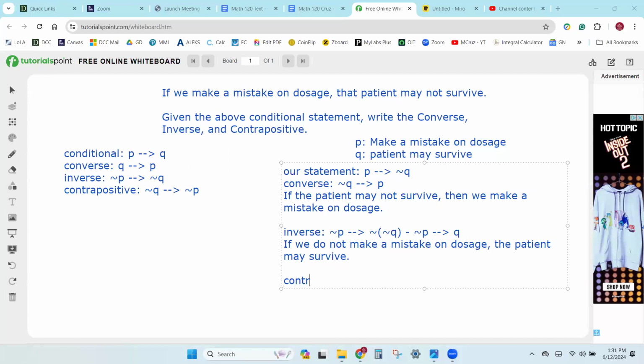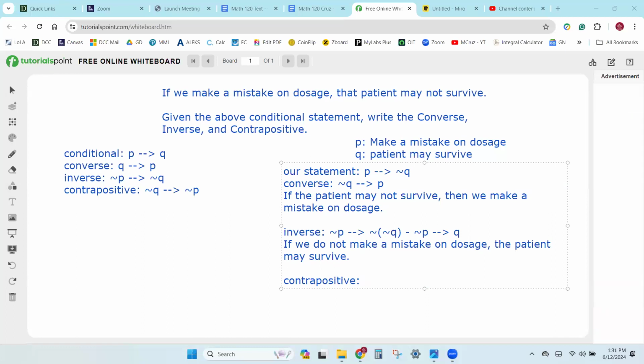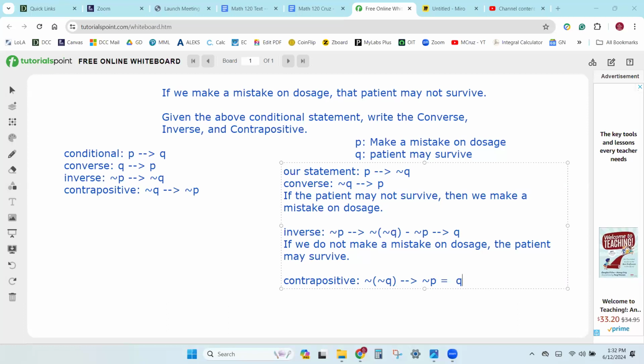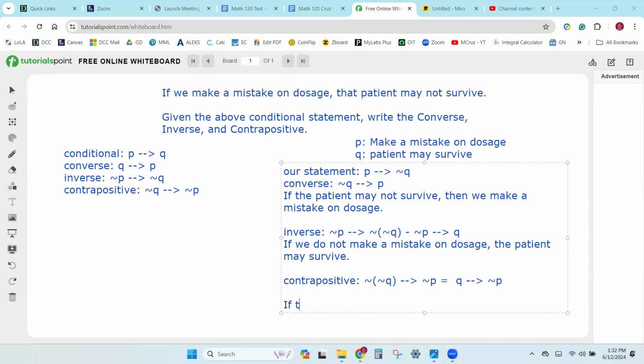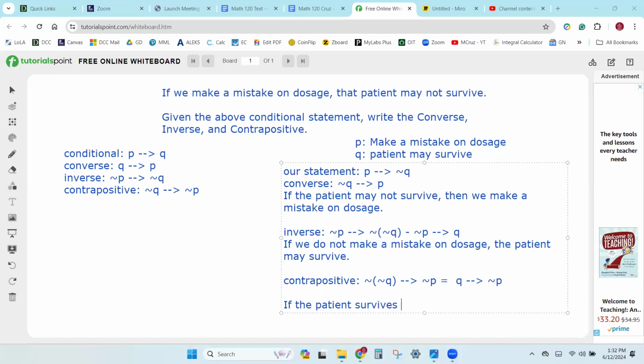And then the contrapositive is going to be taking the converse. So that's negation of Q, arrow, and then the P is negated. So then this is Q. If Q, then not P. So the contrapositive is, if the patient survives, then there's no mistake on dosage. All right, so there we go.